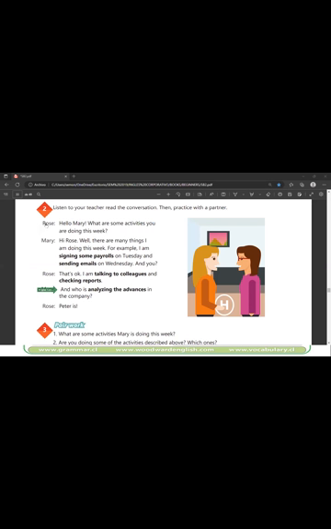Now you are Rose and I am Mary. You begin. One, two, three. Hello, Mary. What are some activities you are doing this week? Hi, Rose. Well, there are many things I am doing this week. For example, I am signing some papers on Tuesday and sending emails from Wednesday. That's okay. I'm talking to colleagues and checking reports. And who is analyzing the advances in the company? Peter is.